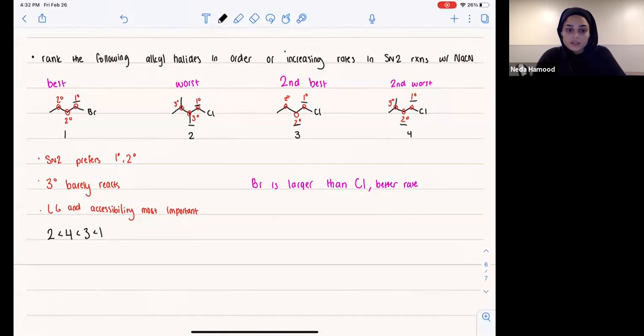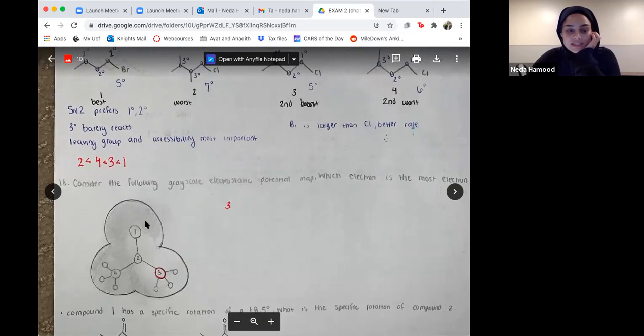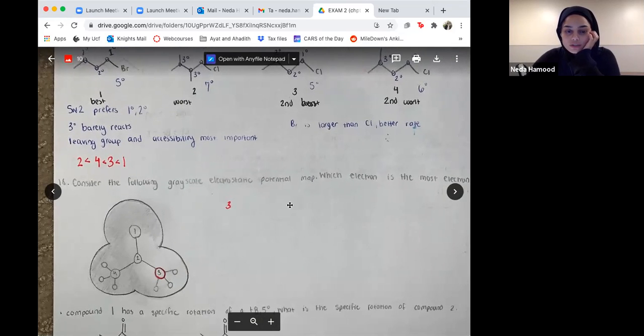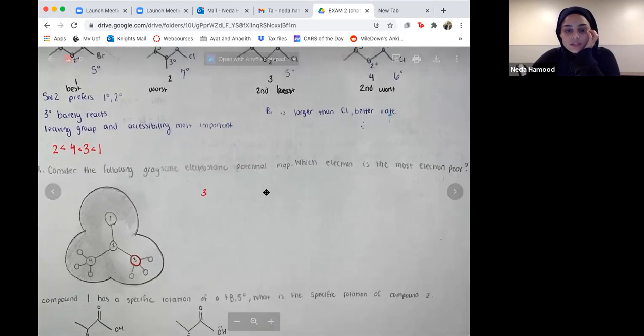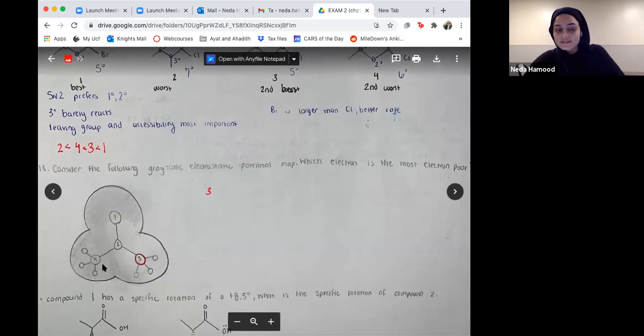Okay, I'm going to go ahead and share my screen and show you this question. This is what I mean when I say that he can ask an electrostatic map question. This is just me sketching it out, so bear with me. It says, consider the following grayscale electrostatic potential map. Which atom is the most electron poor? And then this would be red.